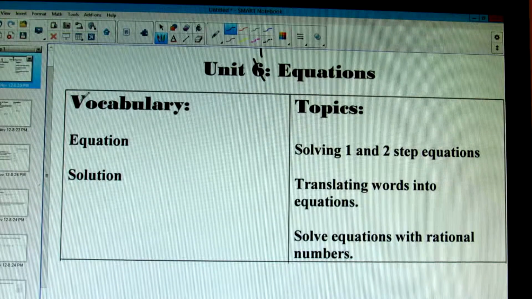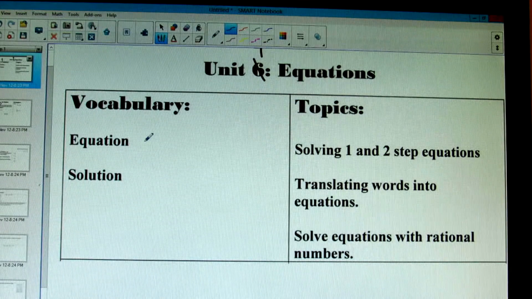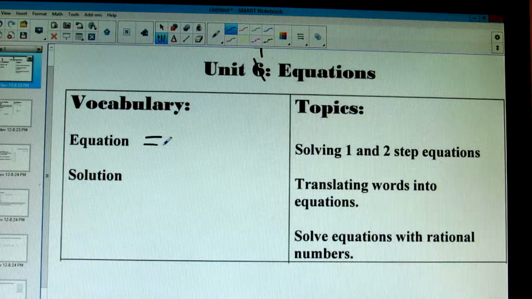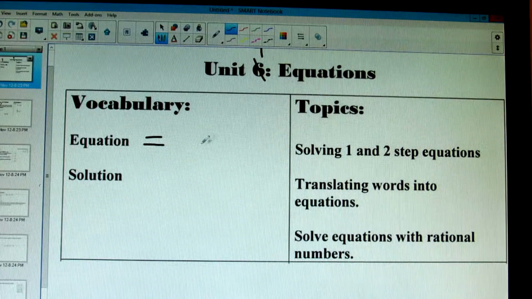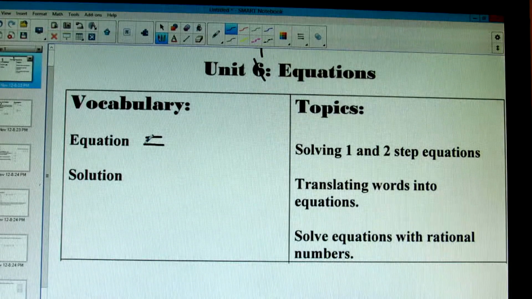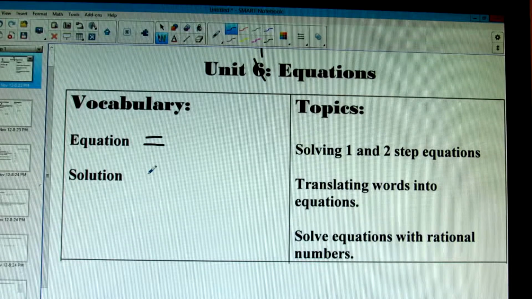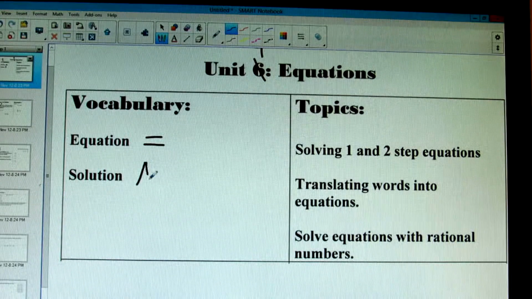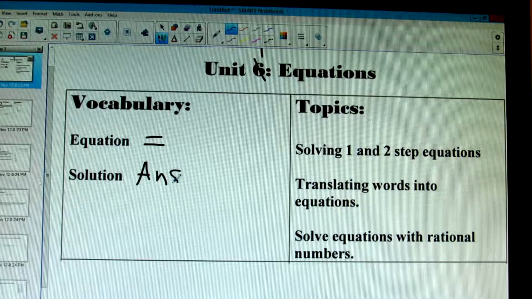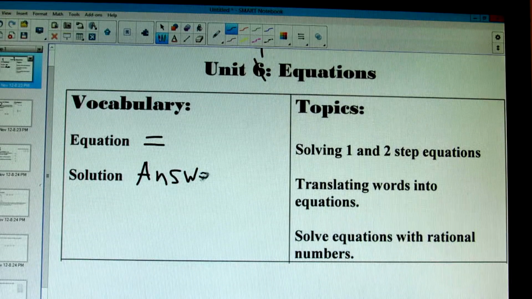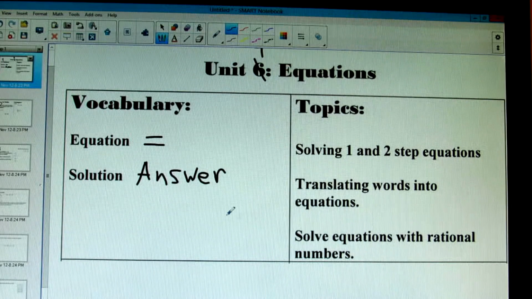Some vocabulary that you're going to need to know is the word equation, which is any expression that has an equal sign. An expression will have no equal sign, but an equation must have an equal sign. Solution is another word for answer. So if they are looking for a solution, they're looking for the answer.